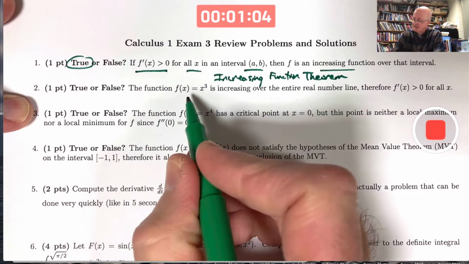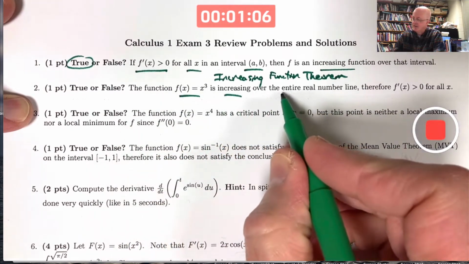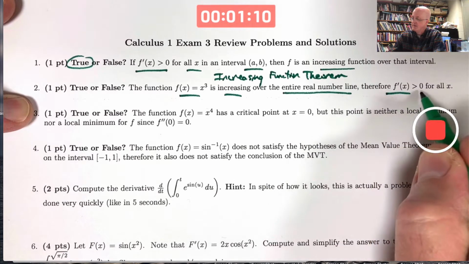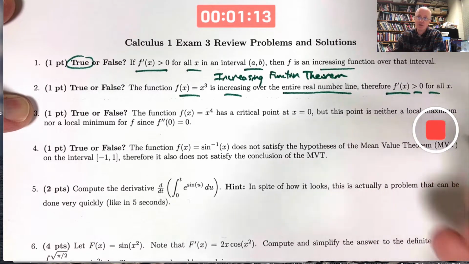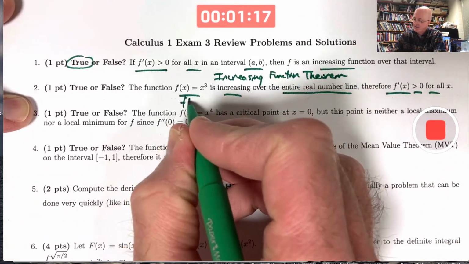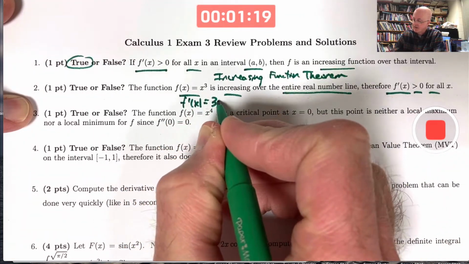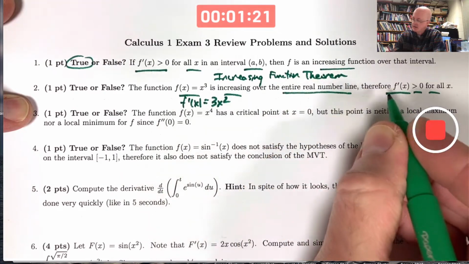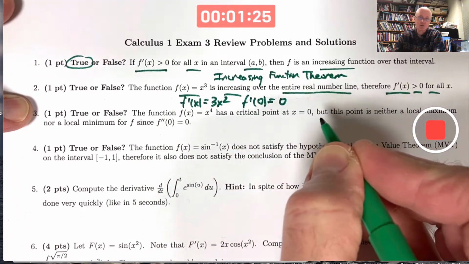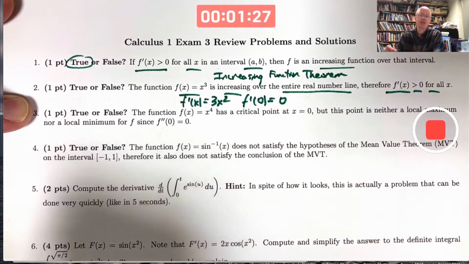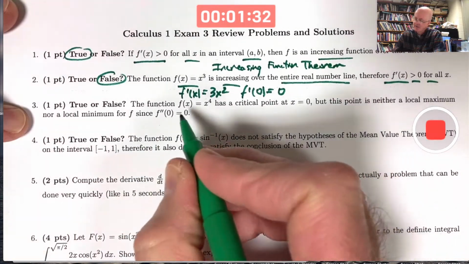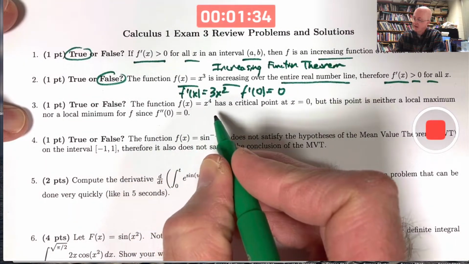Number 2 says, for example, this function is increasing over the entire real number line. Therefore, f prime of x is greater than 0 for all x. Well, you can just compute f prime and see that it's not always greater than 0. F prime of x is 3x squared. That is not always strictly greater than 0. In particular, f prime of 0 actually equals 0, in spite of the fact that the function is always increasing. This is false.